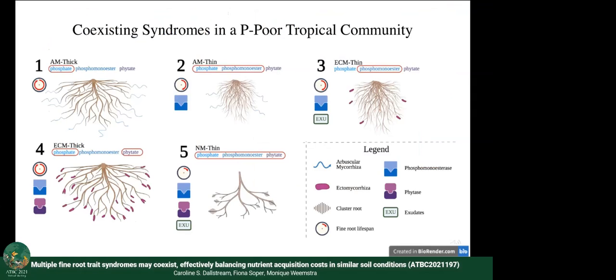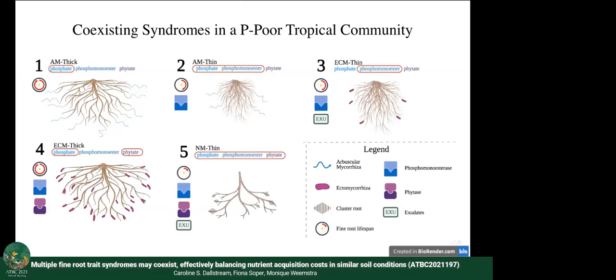AM thick are thick-rooted arbuscular mycorrhizal species with long fine root longevities that rely on symbionts to absorb inorganic phosphorus. AM thin are thin-rooted arbuscular mycorrhizal species with short longevities that are more self-sufficient and physiologically active and efficiently acquire simple organic phosphorus. ECM thin are thin-rooted ectomycorrhizal species with lower longevities that particularly access simple organic phosphorus.